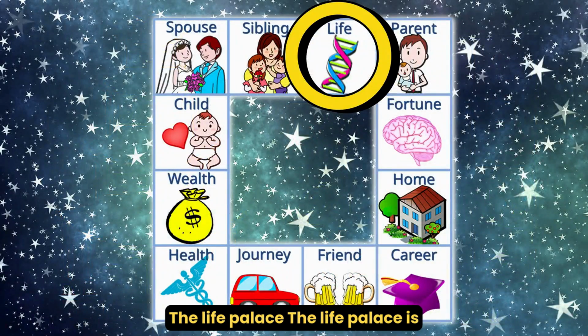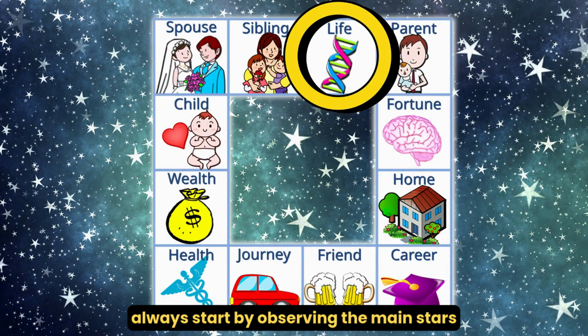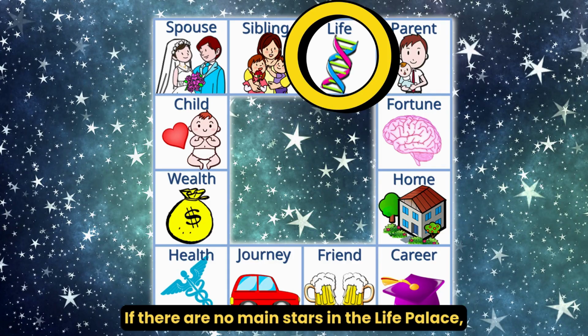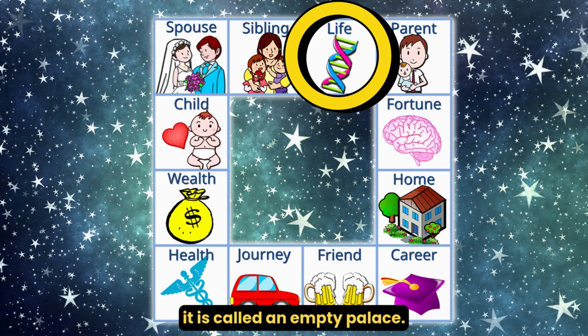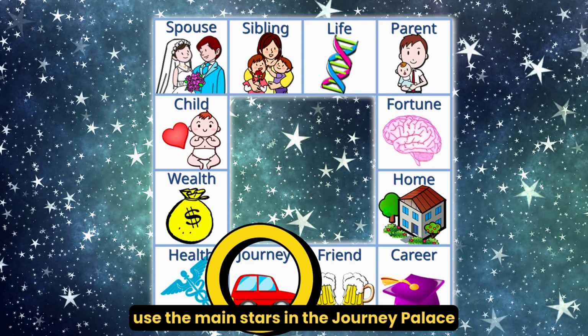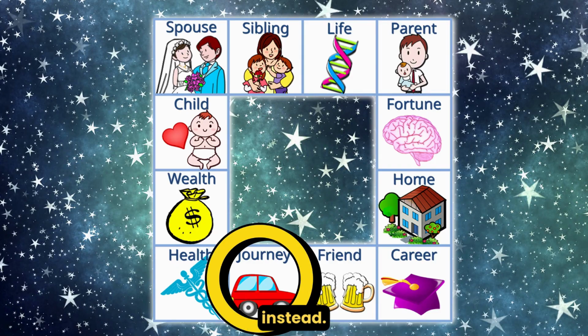The life palace. The life palace is the most important palace. When reading a life chart, always start by observing the main stars in the life palace. These are your personal stars. They represent your core personality, especially your inner self. If there are no main stars in the life palace, it is called an empty palace. In this case, use the main stars in the journey palace instead.